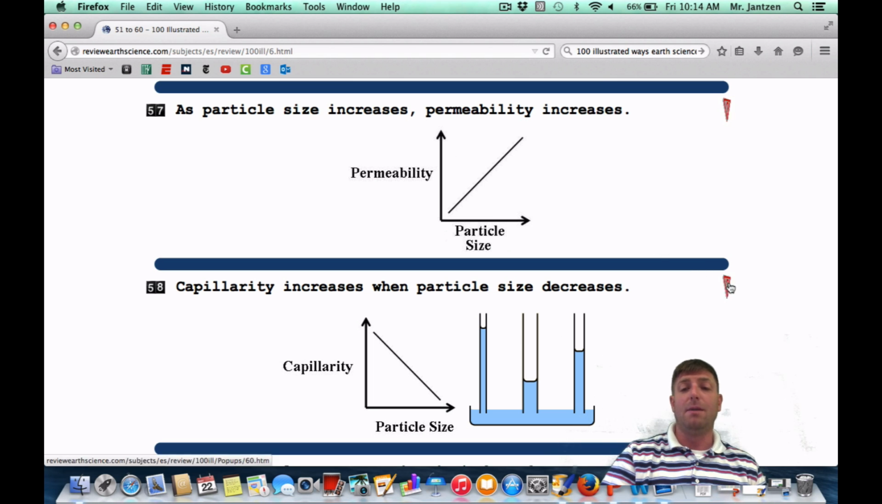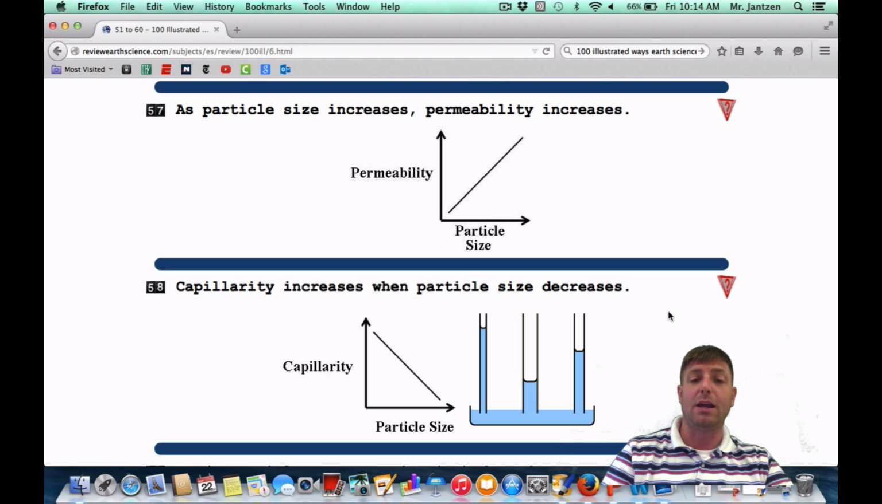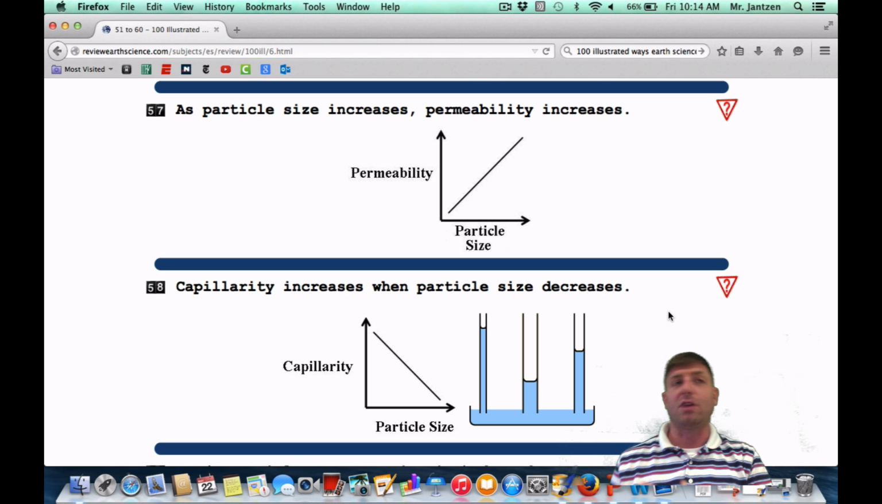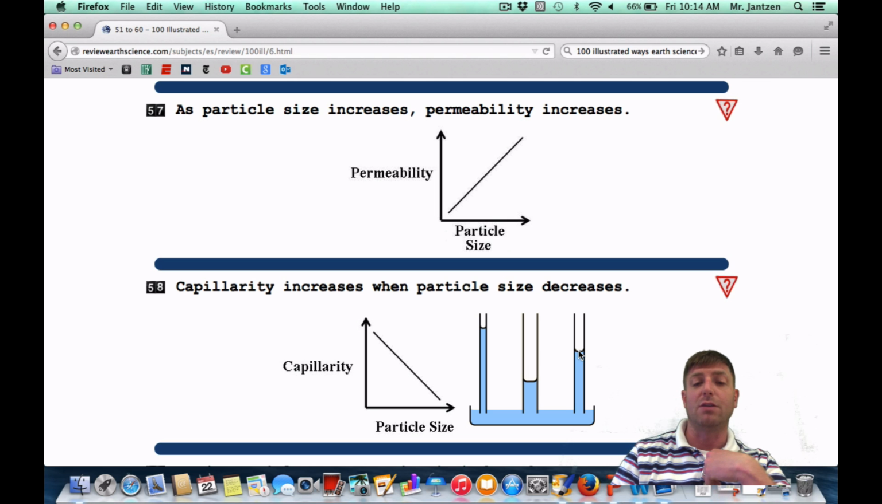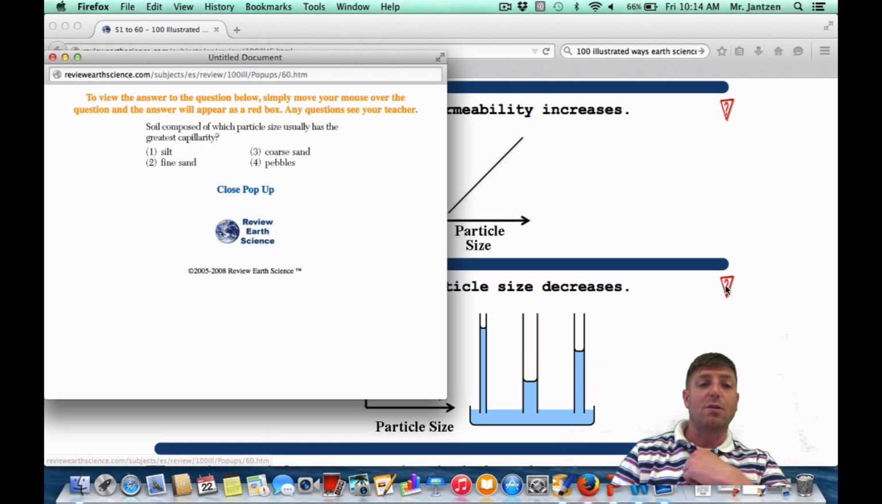So the smaller the particles, the more capillarity you're going to have. Like this diagram showing you here, the more narrow the space, the higher the water's going, in a drinking straw, for example. You have a coffee straw versus a regular drinking straw. The water level in the coffee straw is going to be higher than the regular drinking straw. As a Regents question, soil composed of which particle size usually has the greatest capillarity? The smallest one there. Use your reference tables if you have to. The smallest one there would be silt, or choice 1.